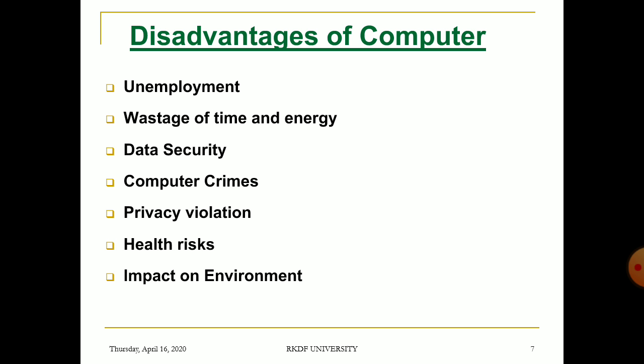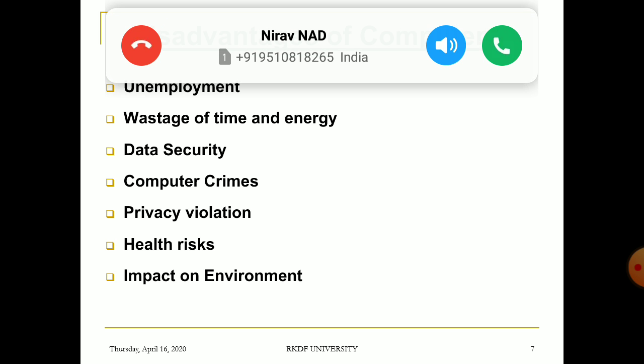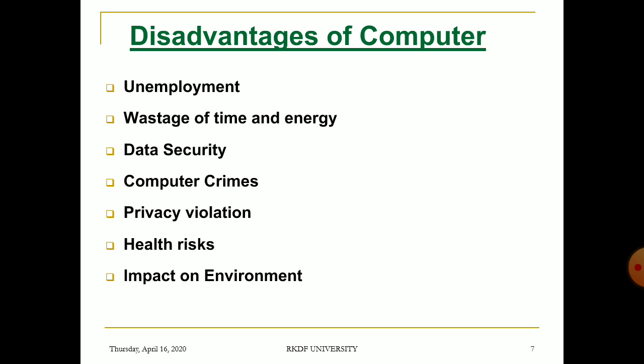So, wastage of time and energy. So many people use computers without positive purposes. They play games and chat for a long period of time. It causes wastage of time and energy. The young generation is now spending more time on social media websites like Facebook, Twitter, etc. It has adverse effects on social life also.